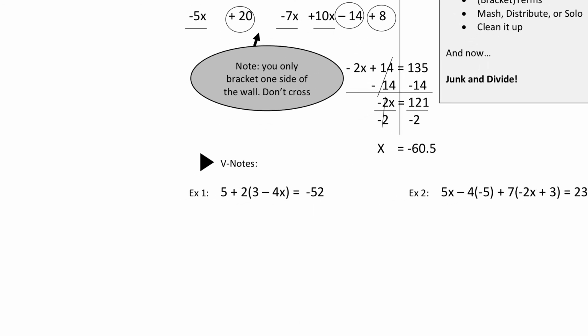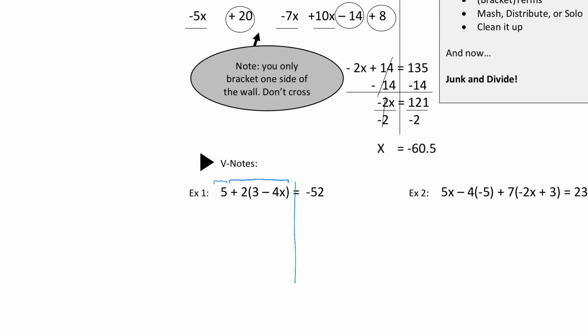As soon as we see that equal sign, we know that we're going to be drawing a wall. The second step we look for is we're going to start junking and dividing. However, once we see this mess with parentheses and addition and all these things on the left side, we know we have to simplify it, which to us means bracket. So we go through our steps. Bracket off the terms.